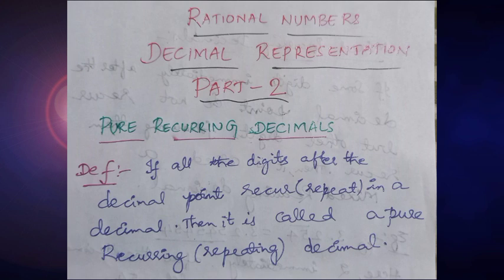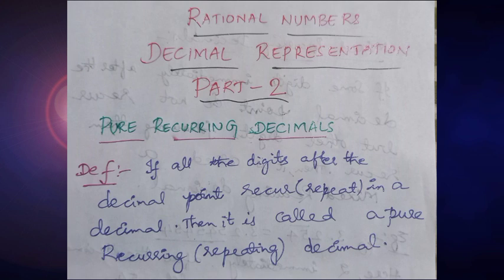So decimal representation part 2, pure recurring decimals. If all the digits after the decimal point repeat in a decimal, it is called a pure recurring decimal. So after the point, the digits immediately repeat, nothing but recur, the other name, the word recur. So if all the digits after the decimal point repeat in a decimal, then it is called a pure recurring or repeating decimal. So let us go through the examples of pure repeating decimals.